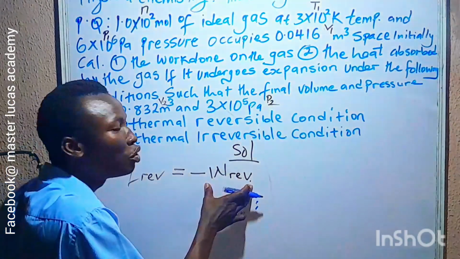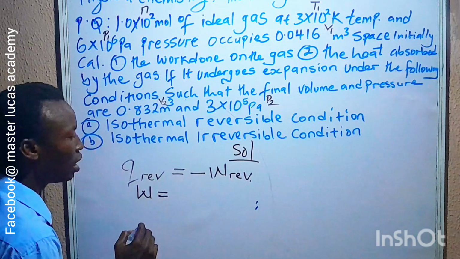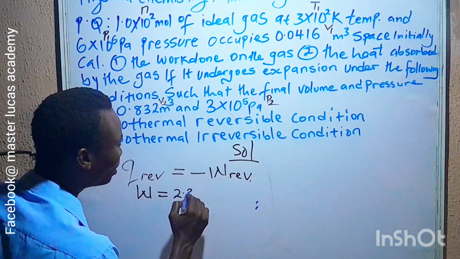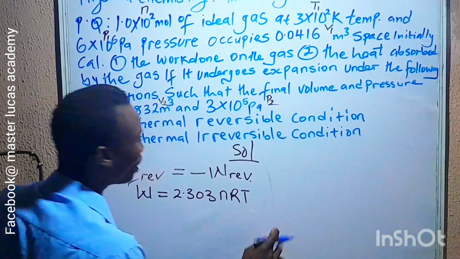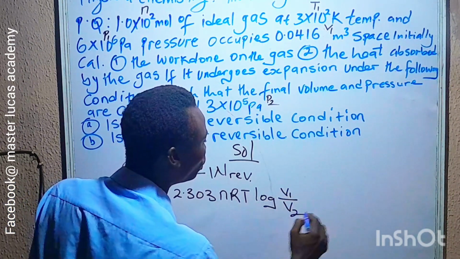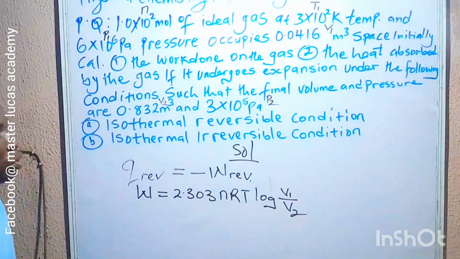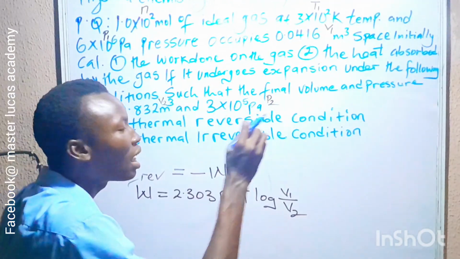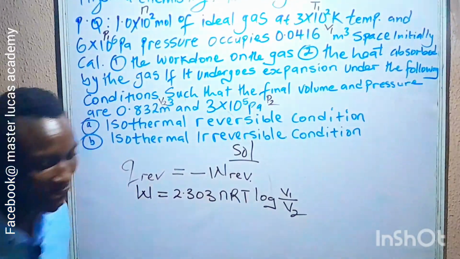So how do you now calculate your work done? To calculate work done, W is equal to 2.303 nRT followed by log V1 over V2. That is the formula you are expected to use there. Okay, so with this formula, all those parameters that I mentioned the other time, you begin to fix them in.